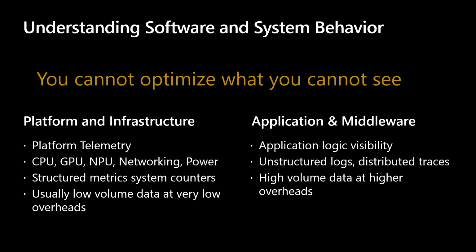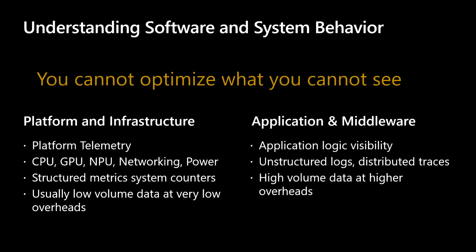You have the platform and infrastructure-based telemetry that is specifically coming from all the various IP blocks on the system: CPU, GPU, NPU, power, networking, and so on. This kind of data is very structured, and these are system metrics. These counters have been well defined. So the data that you get is structured, and it's generally low volume, and it also has very low overhead. So if you want to get the platform telemetry, it's less than 1% most of the time.